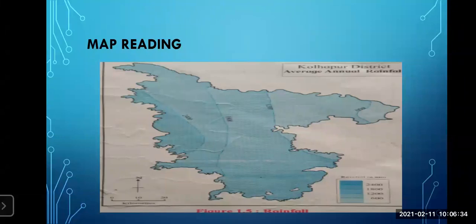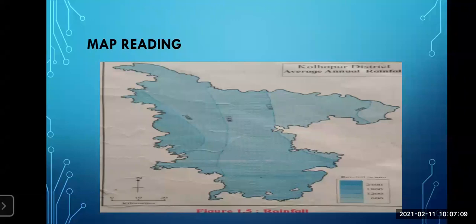Now, wherever the map reading is there, you have to observe the map carefully. Here, the Kolhapur district average annual rainfall map is there on your slide. I have taken this example from your lesson number 1, distributional map. This is 1.5 from your textbook, and you are going to answer the questions related to it. So before going to that, first study this map. If you know how to read the map, then only you'll be able to answer the questions which are asked.